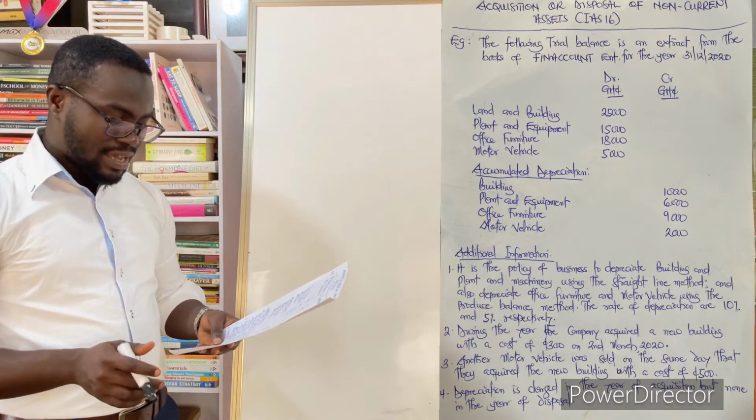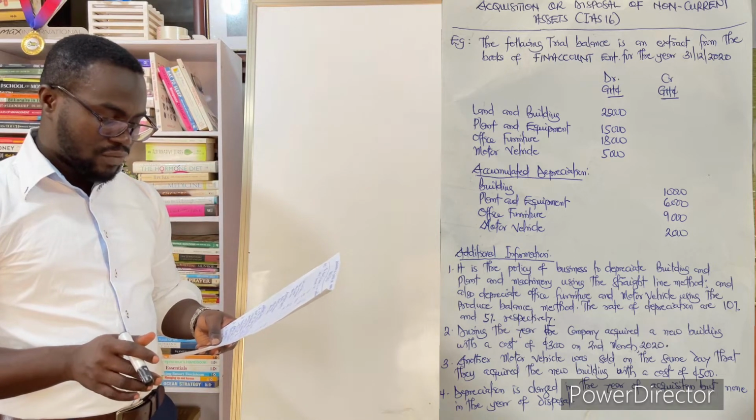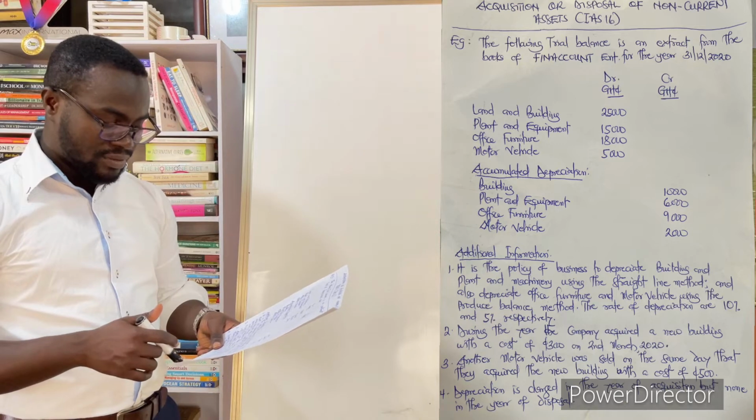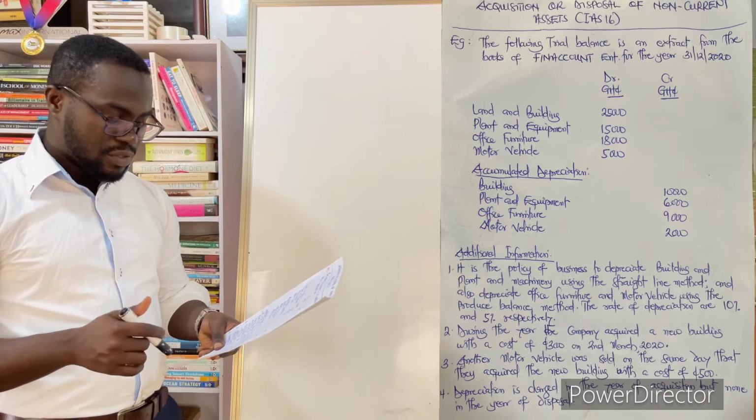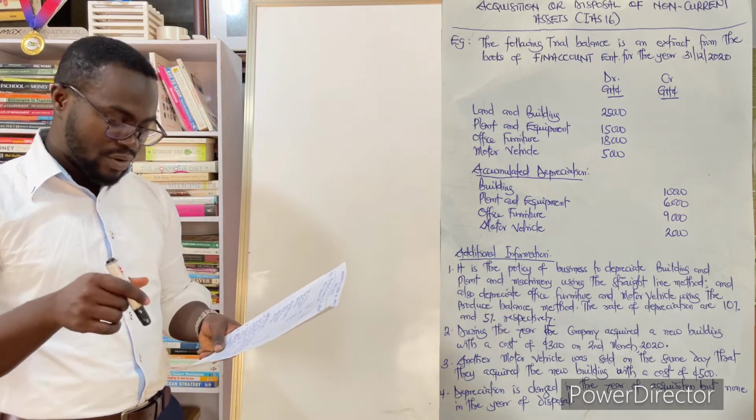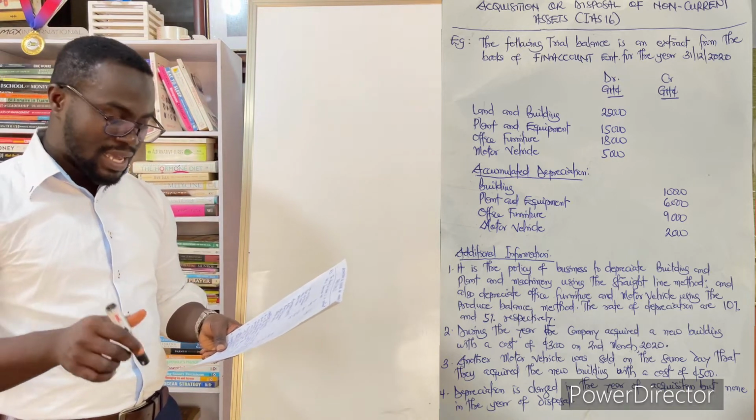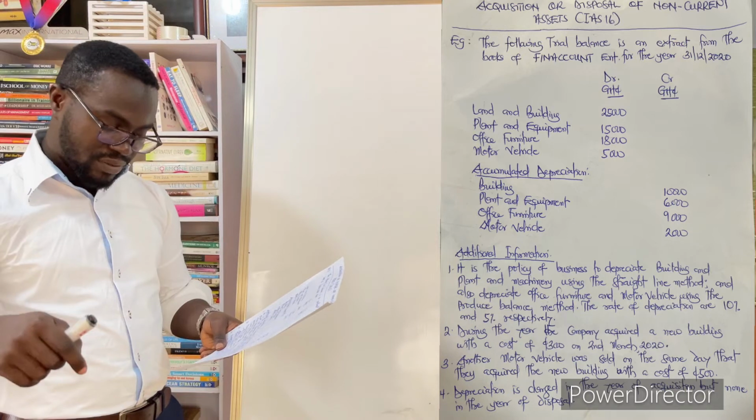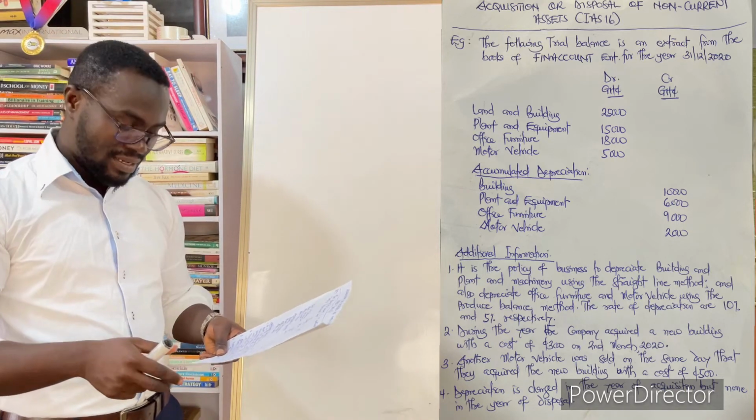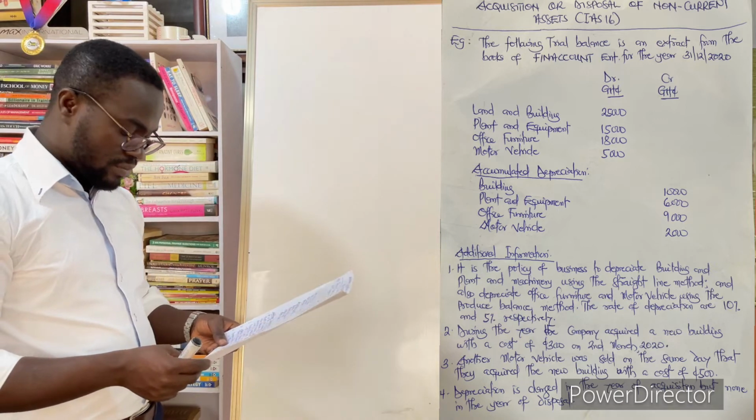2. During the year, the company acquired a new building with a cost of 3,000 cedis on 2nd March 2020. Another motor vehicle was sold on the same day that they acquired the new building, with a cost of 500. That means that they sold a building on 2nd March, the same day that they acquired the new building.